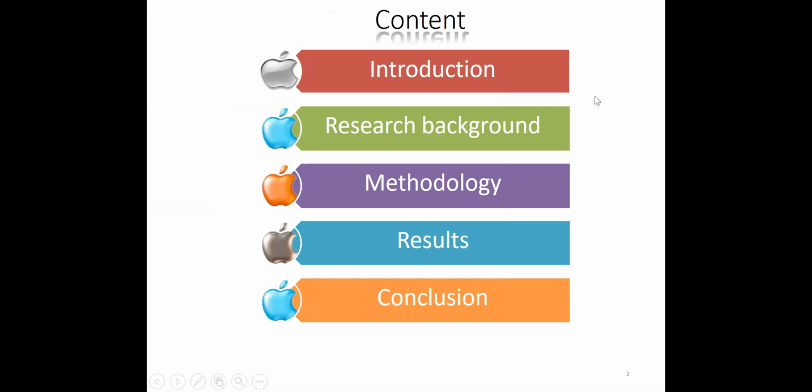So my research will have 5 parts. The first one is the introduction. Next, I will focus on the research background. Then the methodology will be shown in my research. Next, the results will be reviewed. And last but not least, the conclusion will be made for this research.